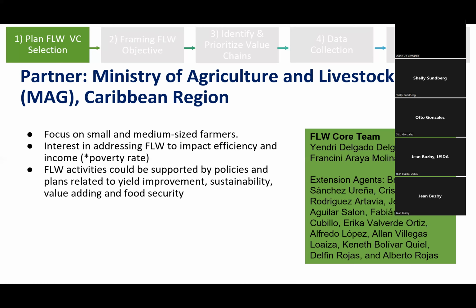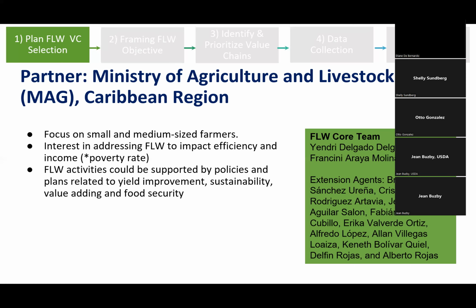In this case, the pilot did not have a national scope or a specific private organization scope, but a regional one led by a public institution like the ministry that has very specific interests in working with small, medium-sized farmers, and also addressing food losses and waste as a potential solution even to address some other issues that are going on in the region, for example, the poverty rate that is there.